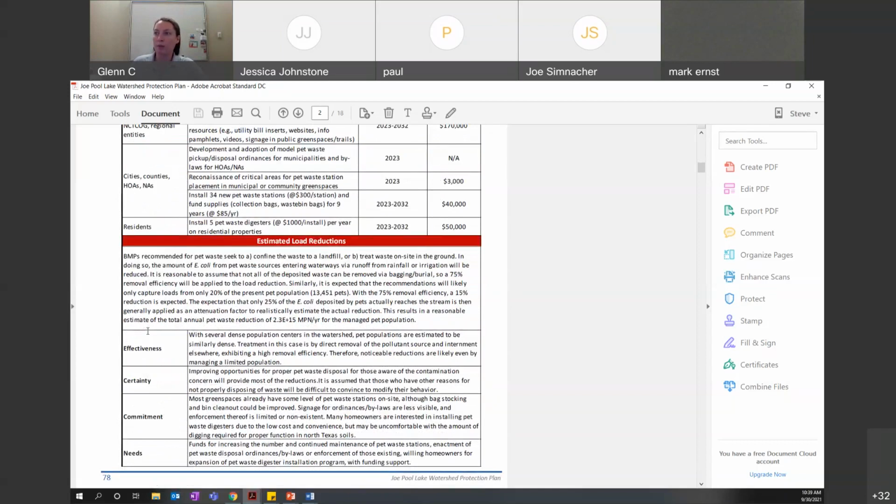So the BMPs recommended for pet waste, we seek to combine the waste to a landfill, treat waste on site in the ground. In doing so, the amount of E. coli from pet waste sources entering the waterways via runoff from rainfall or irrigation will be reduced. And it's reasonable to assume that not all of the deposited waste can be removed via bagging and burial. So a 75% removal efficiency will be applied to that load reduction. And similarly, it's expected that the recommendations will likely only capture loads from 20% of that present pet population, so 13,451. And so with that 75% removal efficiency, a 15% reduction is expected.